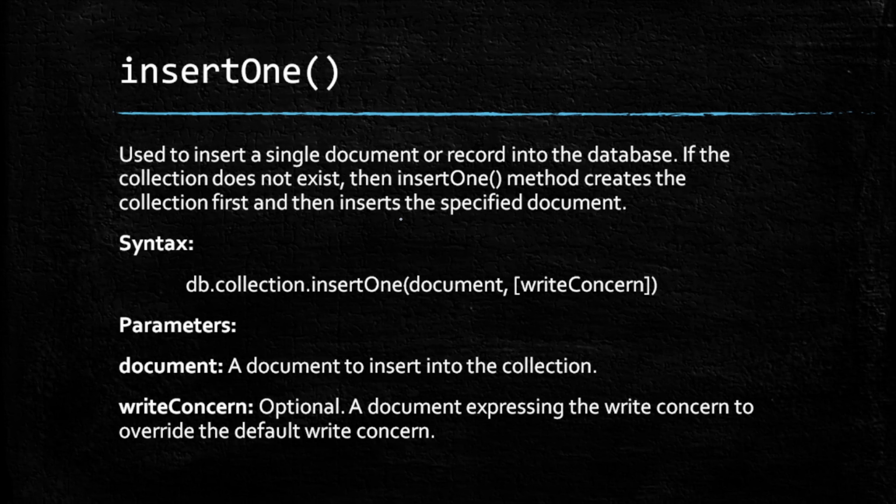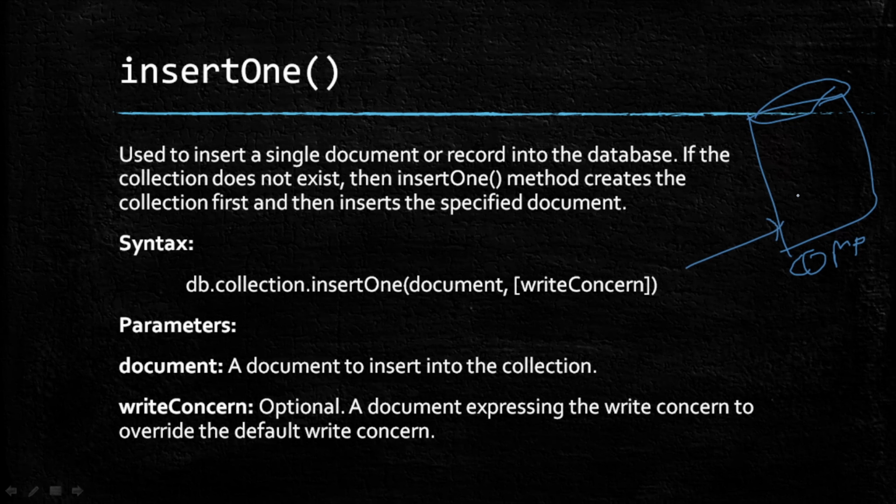insertOne is used to insert a single document or record into a database. If the collection does not exist, then insertOne creates the collection first and then inserts the specified document. So that means this is our database and we don't have any collection. Now I want to insert data into my collection using the insertOne method. For this example, this is my company database and I don't have any collection. Now I want to insert a record into my employee collection. So at that time I will write this syntax, and it will create the employee collection automatically.